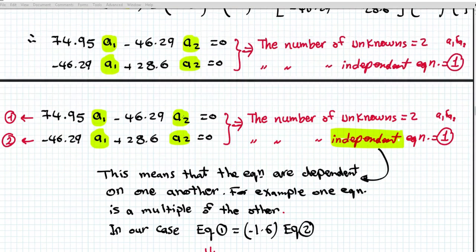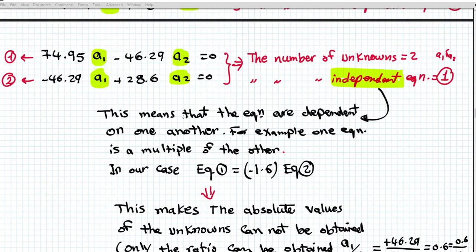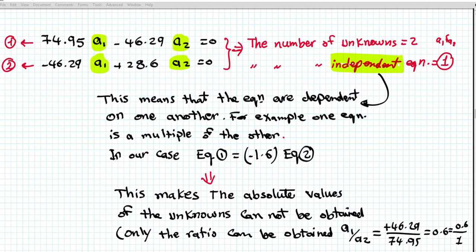So based on that, we're going to deal with the situation here. And we're going to claim, well, if this is the case, then, just a note here, this means that the equations are dependent on one another. For example, one equation is a multiple of the other. In our case, equation 1 equals minus 1.6 equation 2. You can check it by yourself if you want.